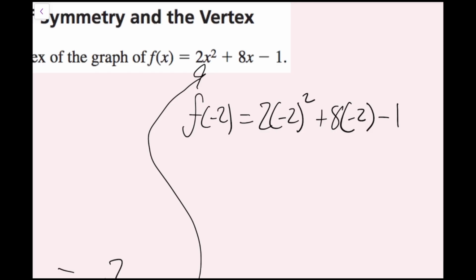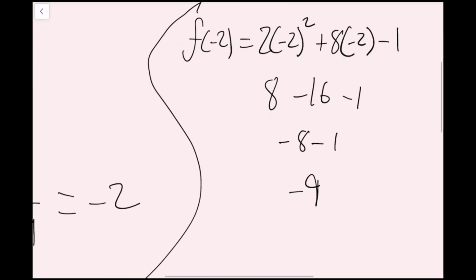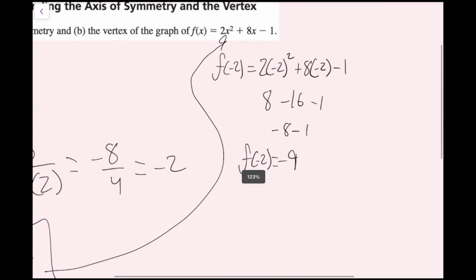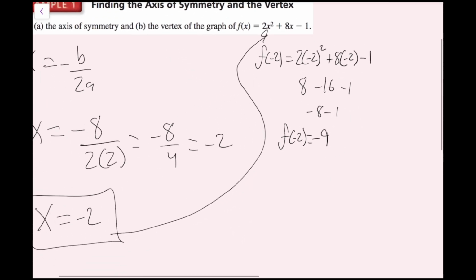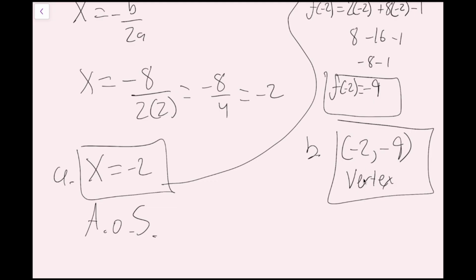Well, negative 2 squared is 4, and then 4 times 2 is going to be 8. And this is going to be minus 16 minus 1. If I combine my like terms, I'm going to get negative 8 minus 1, which becomes negative 9. So f of negative 2 equals negative 9. So if I go back here, the vertex is going to be the ordered pair negative 2, comma, negative 9. So this is the vertex, negative 2, comma, negative 9. And then this is the axis of symmetry, x equals negative 2. And now we're done with this one.